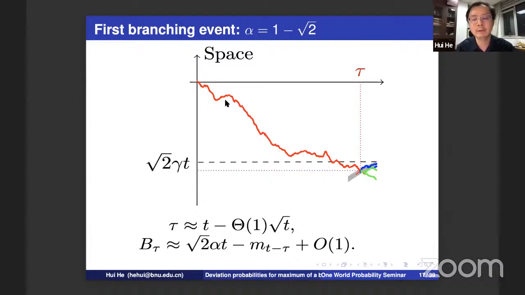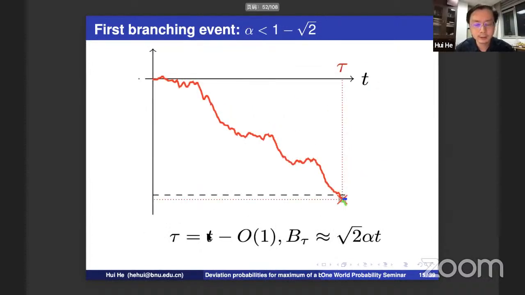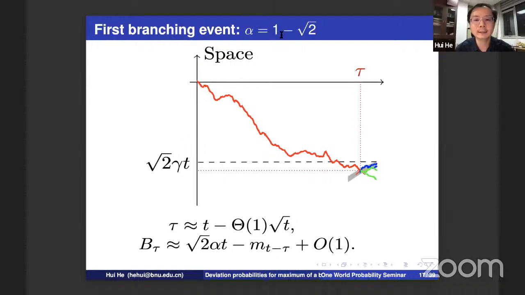It moves as branching Brownian motion, and we let it go down to here, and the first branching event is around here. If we go back to the previous picture, when alpha is less than 1 minus square root 2, tau should be like this: t minus O(1) term, quite near to the time t. However, if alpha is just 1 minus square root 2, tau is still near t, but the fluctuation is square root t here.